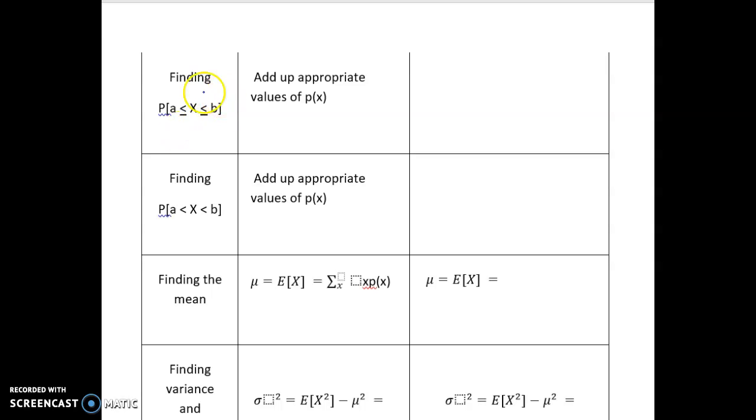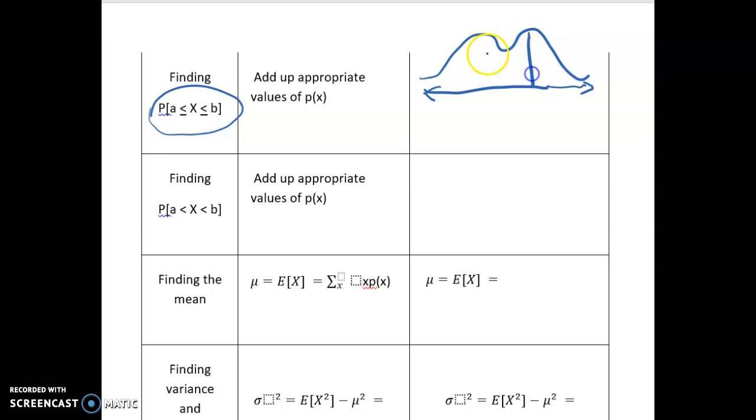If we wanted to find the probability that x is between a and b, including a or including b, we do the same thing. Whatever that curve is, sorry, I drew a different shape that time, we have some a and some b, and we want the probability of being between them. So the probability ends up being the integral from a to b of f of x dx.